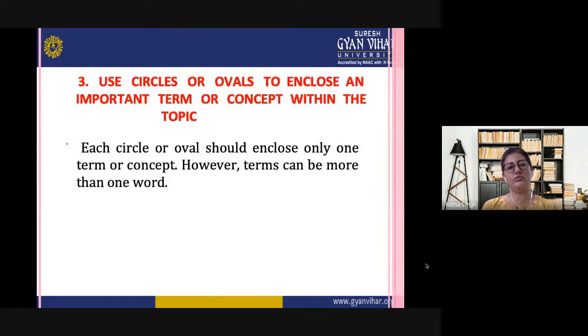Then the next step is to use circles or ovals to enclose an important term or concept within the topic. Each circle or oval should enclose only one term or concept. It should not be done that in one oval or circle many terms are used. There can be terms of more than one word, so we are not saying that you should only use one word every time in a circle. The important concepts or terms should be encircled, or placed in any shape you feel is appropriate or which your teachers have taught you.